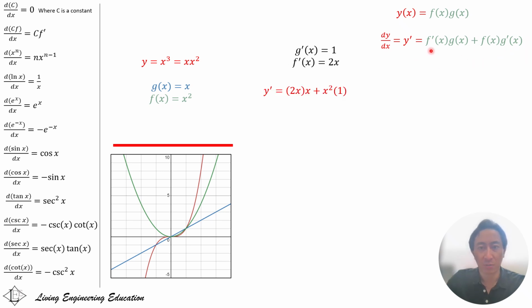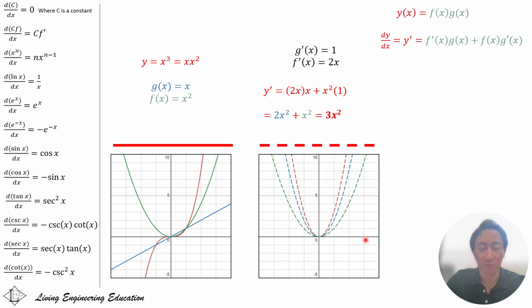So f prime times g. f prime is 2x, g is x. And then f times g prime. f is x squared, and g prime is 1. So they're 2x times x, and x squared times 1. And so we get our 3x squared, which we expect, right? The derivative of the polynomial x cubed is just 3x, 3 minus 1, or 3 times x squared.